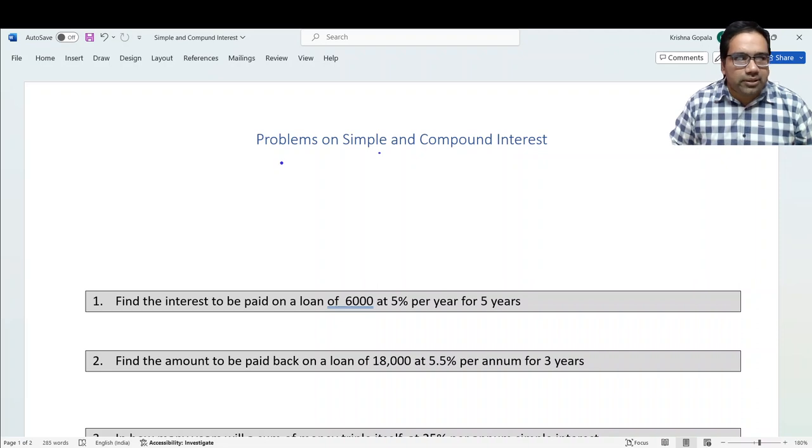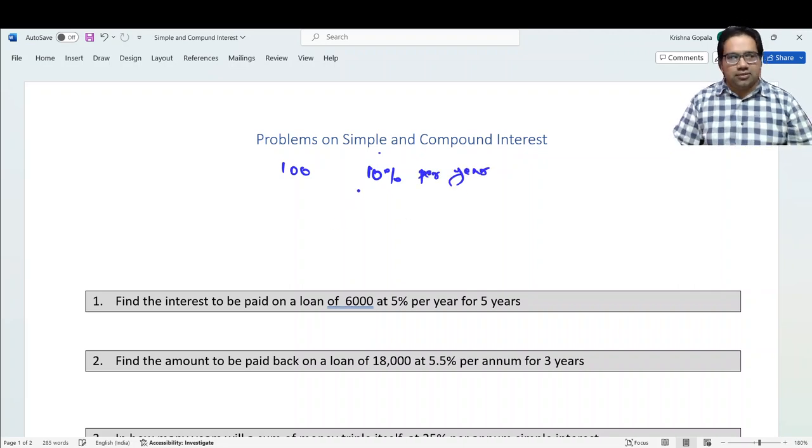Let's say I'm taking a 100 rupees loan, and the interest rate is 10%. What does that mean? Interest rate is 10% per year. First, you have to understand whether it is simple or compound interest. Let's say it is simple interest, with the interest rate of 10% per year, calculated as per simple interest.